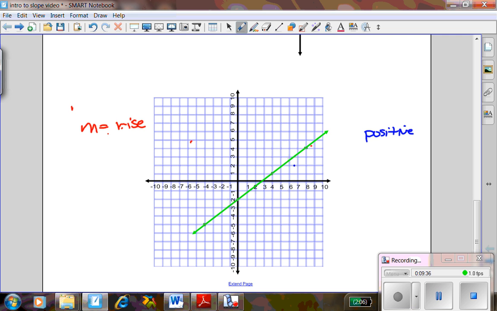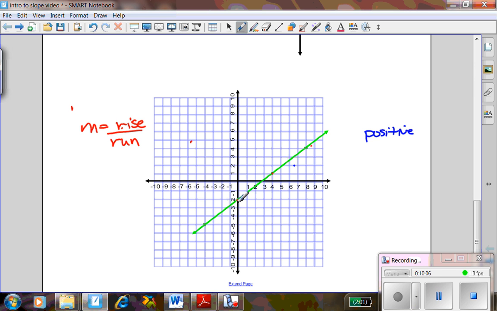Rise over run. So now let's count. Let's start at the y-intercept. Why not? So here's our y-intercept at -2. Now, if I look, I can see another really good, well-defined point right here at 4, 1. What I need to know is, if I want to go from this point up to this point, how much do I have to go straight up and straight over? And that'll tell me how steep this line is.